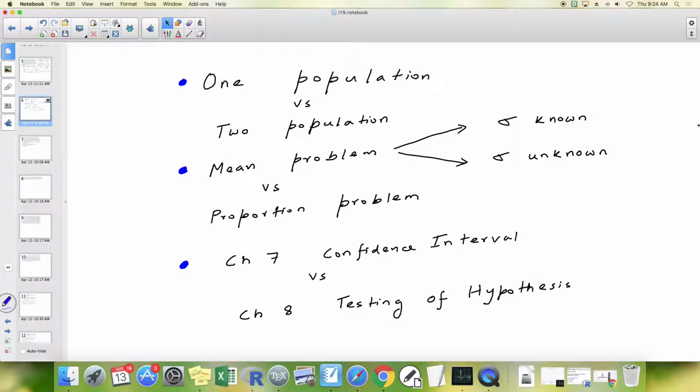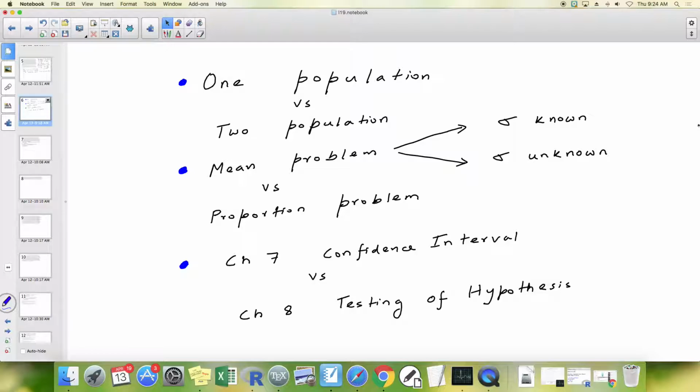All right, so this is about 7.4 and 8.5. And the method I'm going to describe will apply to anything, like the whole of chapter 7 and 8. So the method is, first you ask the question, is it about one population or two populations?